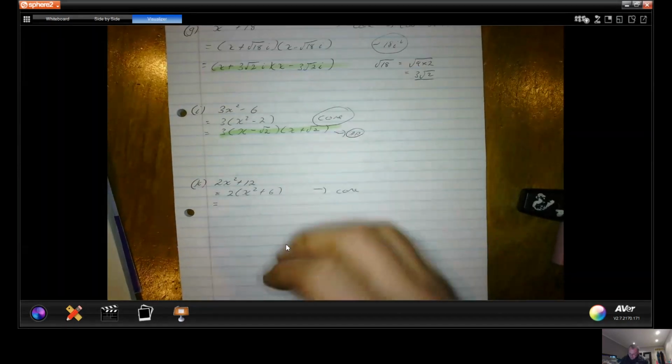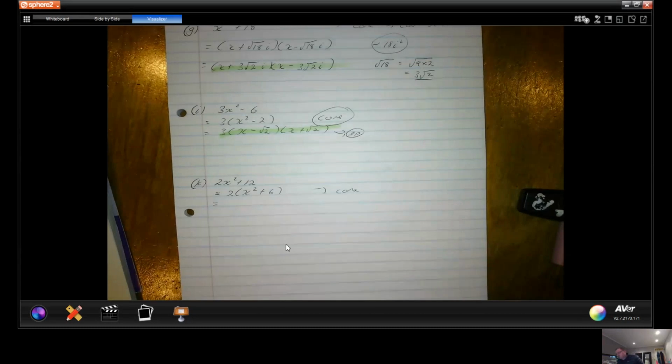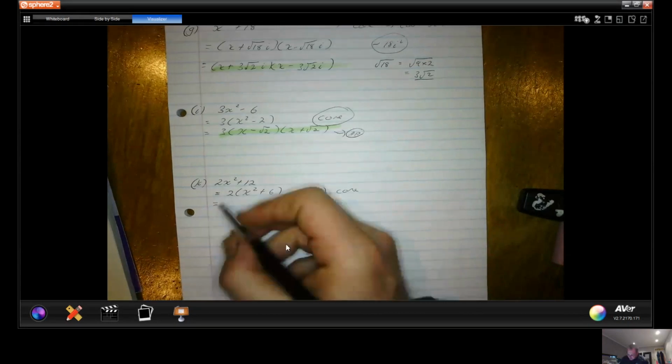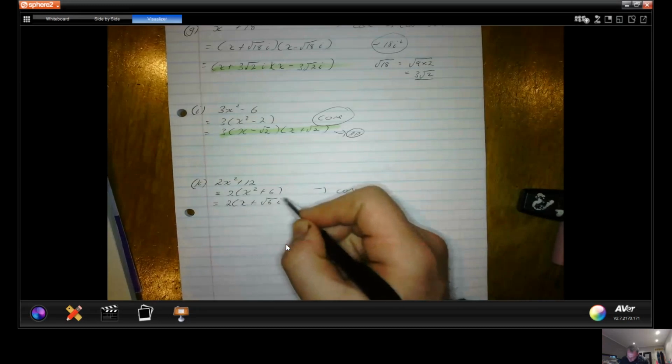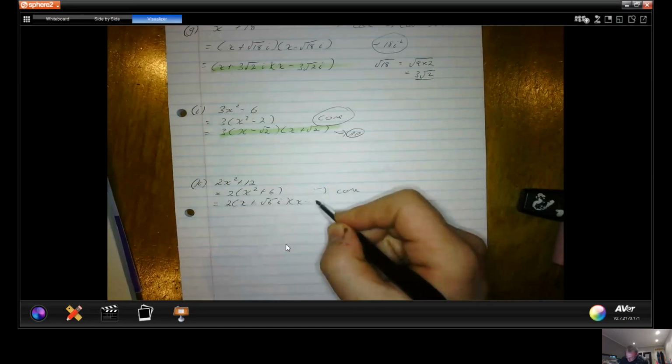In AP, we can take it further. Seeing as there's a plus, a sum of two terms with a plus, you can always have an i involved. So what's it going to become? Good, it's going to be x plus root 6i, x minus root 6i.